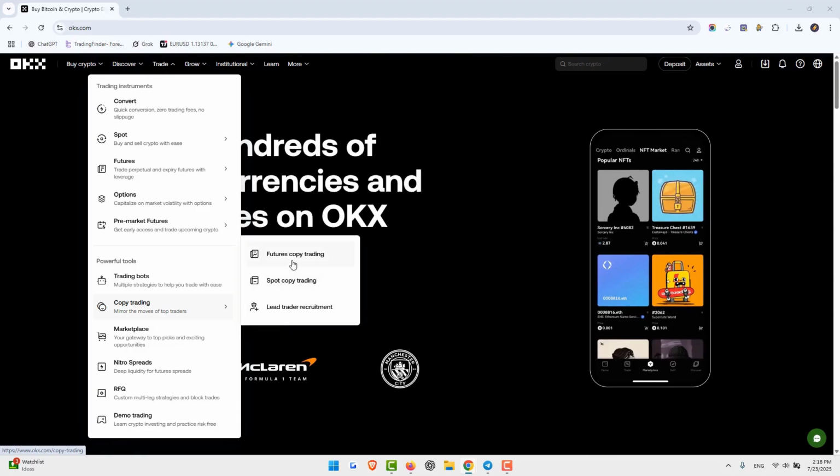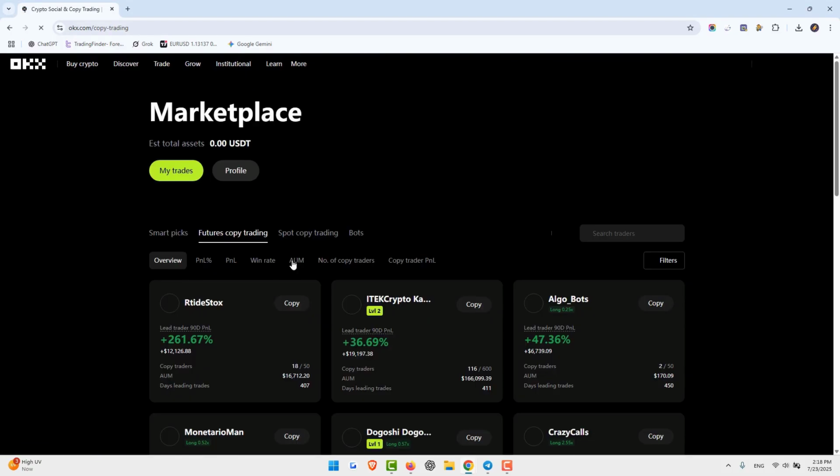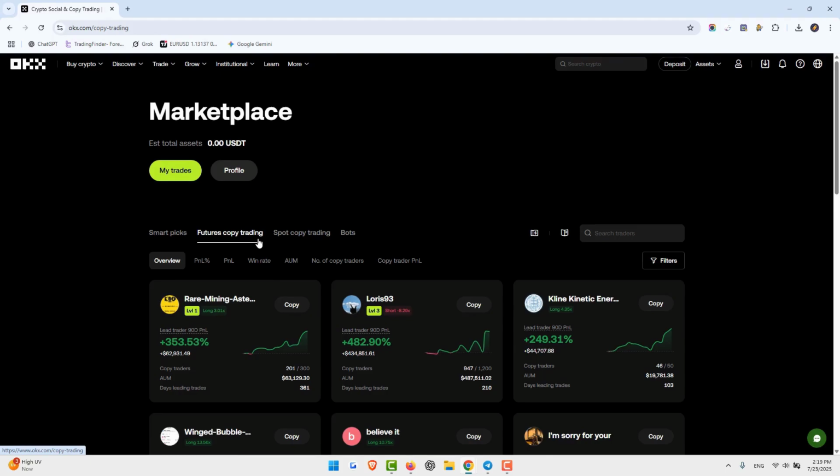We're going to explain the futures copy trading section, but keep in mind that the spot section is exactly the same as this section. The only difference is the market where the trades are executed. In the futures mode, your futures trades are copied, and in the spot section, your spot trades are copied.